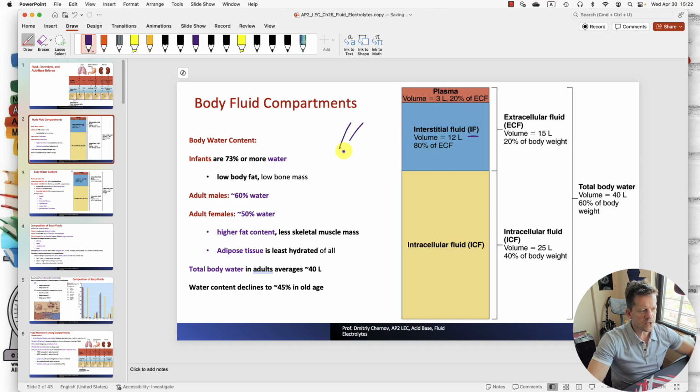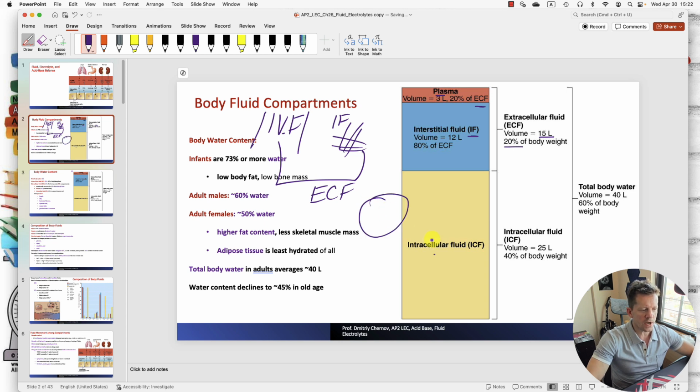Interstitial fluid is the fluid that is between cells and blood vessels. The volume is about 15 liters, so that's about 20% of the body weight. And then there's plasma in blood, or you can look at that as intravascular fluid. That is part of the extracellular fluid because it's outside of the cell compartment. So interstitial fluid and intravascular fluid are both extracellular fluid.